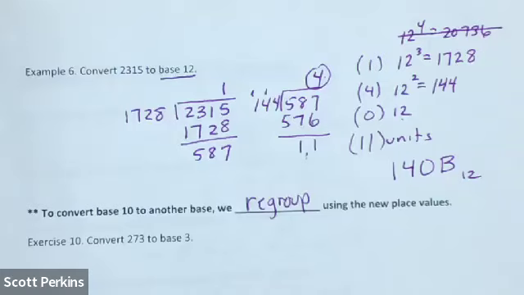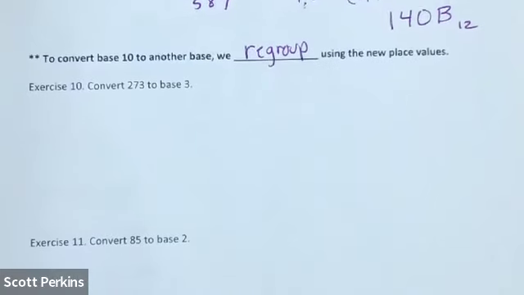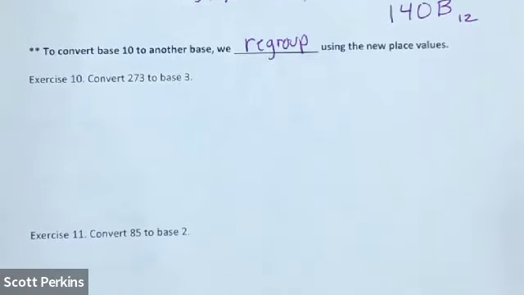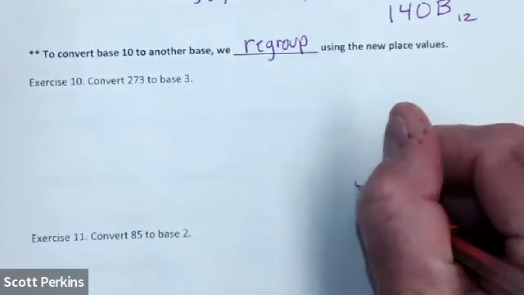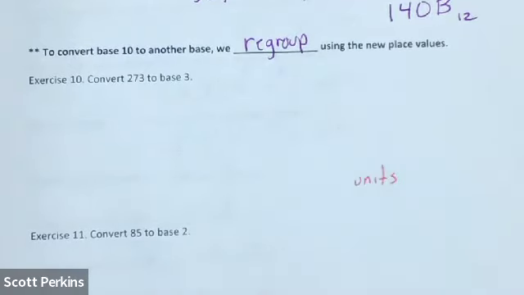All right, so exercise 10. 273. Convert that to base 3. The first thing you're going to do is you're going to make a little list of your place values in base 3. Start here with your units. And then I would just say work your way up. This is just your scrap work.